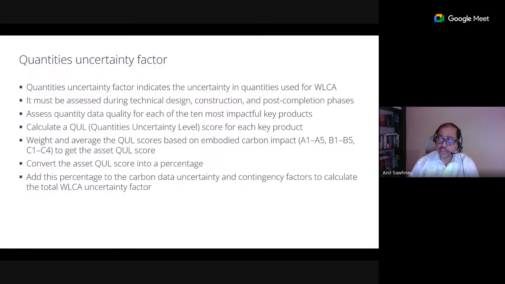The last dimension is for primary data, which is quantities uncertainty factor. So the quantities uncertainty factor indicates the uncertainty in quantities used for WLCA. It must be assessed for during, again, technical design, construction, post-completion stages. Don't worry about it during the early design stages.